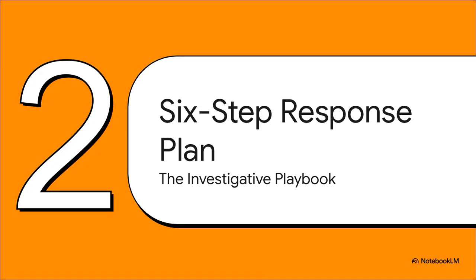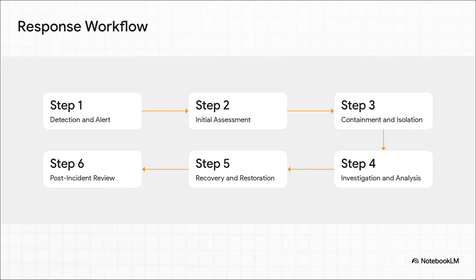Okay, so let's say you think something's wrong. Now what? You can't just run around panicking. You need a playbook. And the good news is, the source lays out a really clear 6-step plan for responding to these incidents. It all kicks off with detection and alerting. The uh-oh moment. Then you immediately move to an initial assessment to figure out just how bad the fire is. Step 3 is absolutely critical: containment and isolation. You have to stop the bleeding.